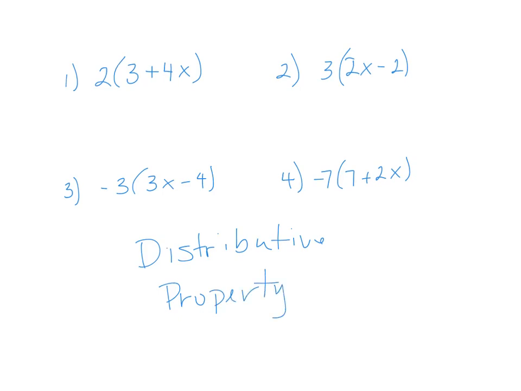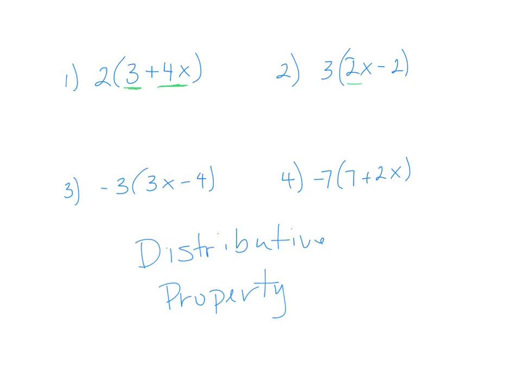And I hope you guys got to this last year, but the distributive property is where we take a number that sits out in front of parentheses and we basically share it to both terms. Okay? And so the terms that we have here are 3 and positive 4x. So that's positive 3, positive 4x.